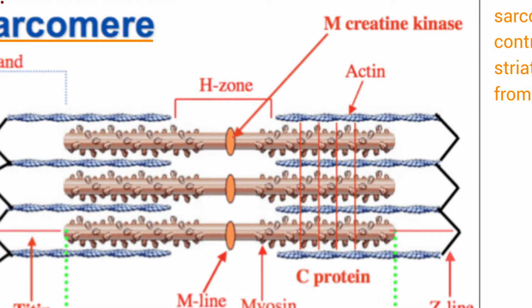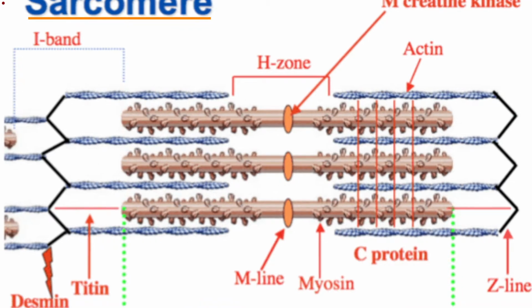Okay, so we see our myosin here. This is myosin. It's thick, and you see these myosin heads. Okay, and then out here we have our actin. It's thin, in comparison. And you see we alternate thin and thick filaments, thin and thick filaments, thin and thick filaments.